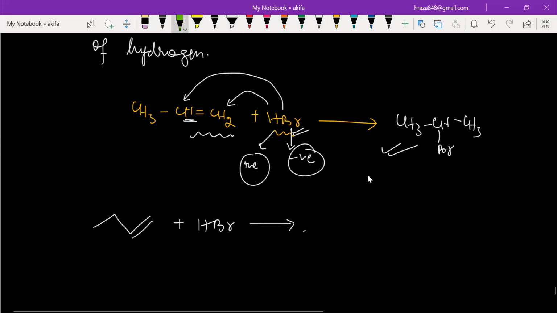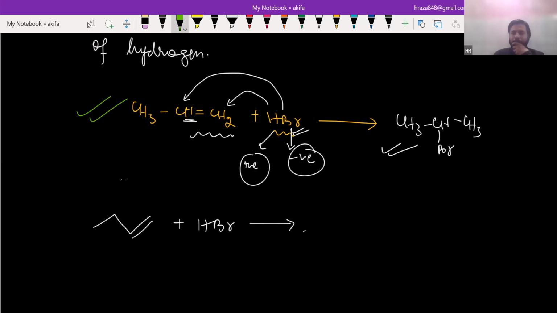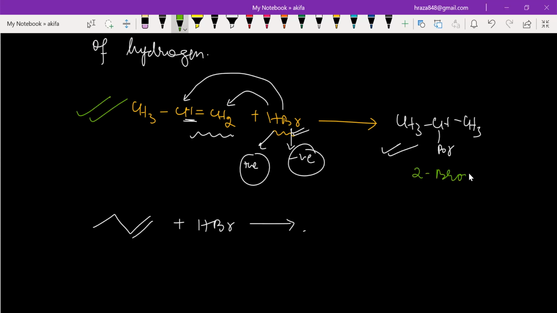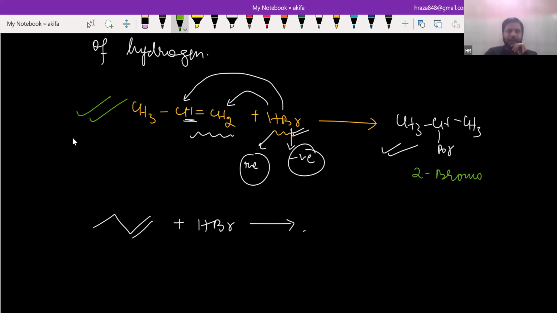Any doubt? I got disconnected. Okay. Just know that bromine is the negative part. The negative part will go to that carbon along a double bond which has the lesser number of hydrogens, and the positive part will go to that carbon along the double bond which has more hydrogens. So I just attach bromine to this carbon because it has fewer hydrogens. So the main product will be this, 2-bromopropane. If you understood, then try this and let me know the name.